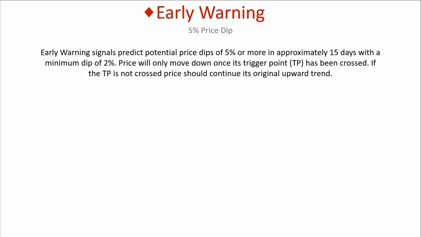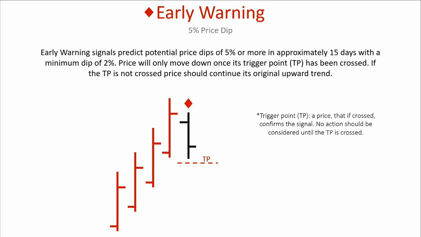Now, the setup for early warnings is very simple. You're going to get two or more red bars on your chart. This is going to tell you that price is getting overextended. It's moved up too far, too fast, and a dip in price is near. Then, when you see the diamond appearing on the top of that bar, that's your early warning signal. All you have to do is check the commentary for the trigger point, and if price crosses it, we should see price fall 5% or more in around 15 trading days. Now this 15 days is more of an average than a guarantee.